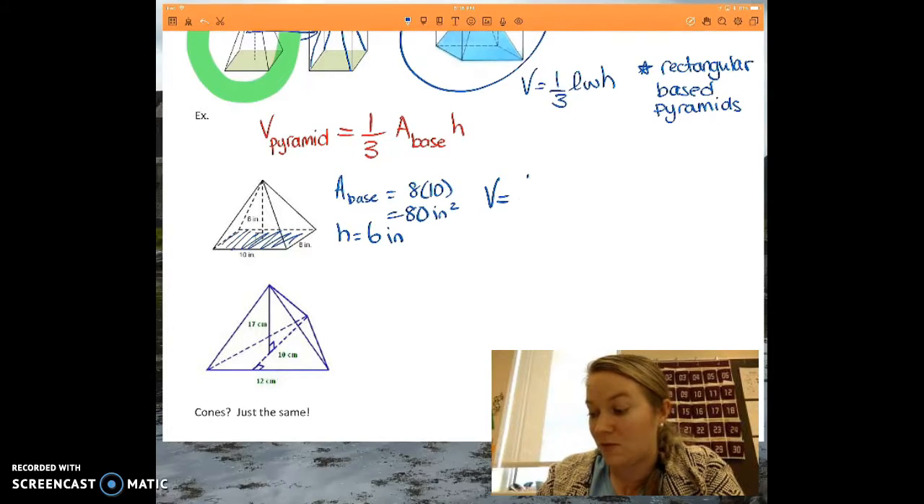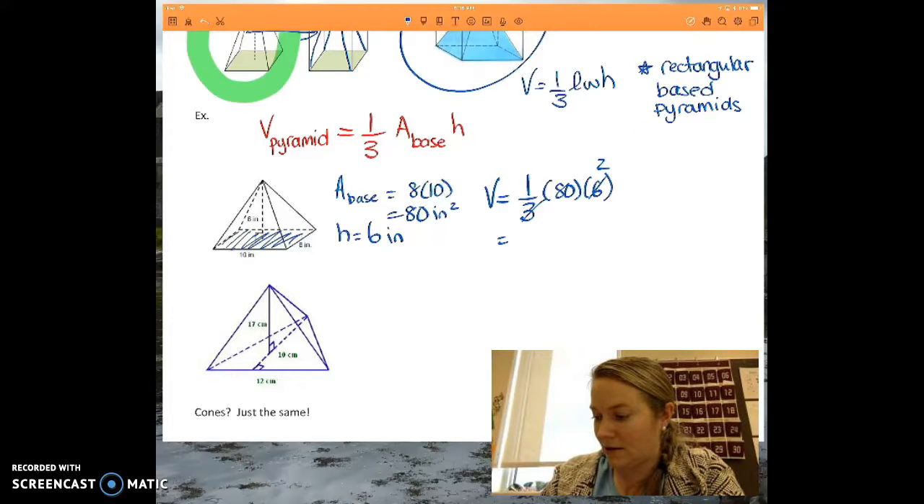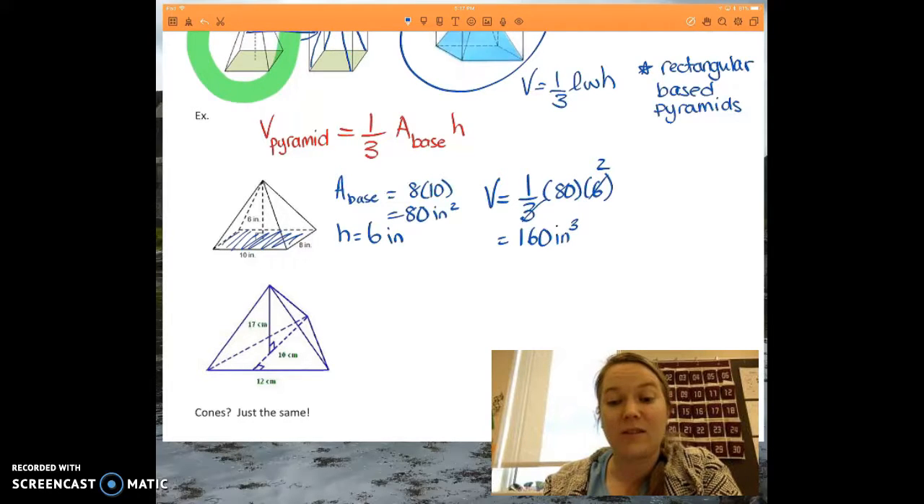So the volume is 1/3, 80 times 6, which is 160, and we had inches squared times inches, so we're going to get inches cubed because volumes are three-dimensional. So you see, we found the area of the base, then we found the height, multiplied them all together just like we would in a prism, and then we divided by 3.